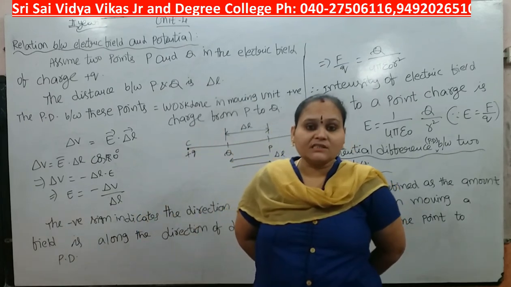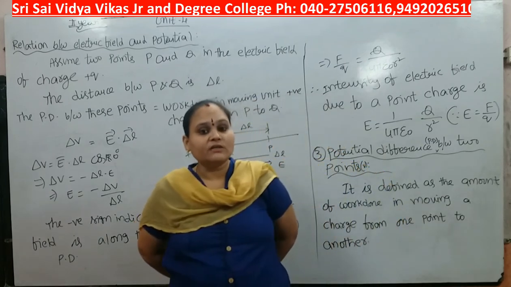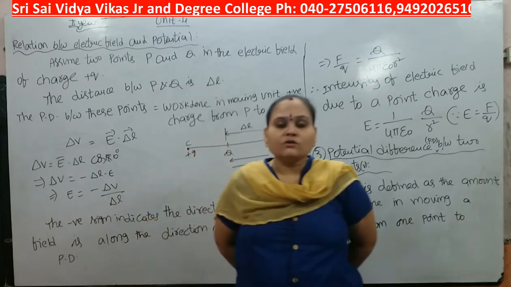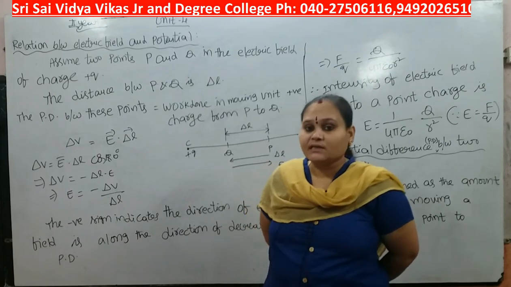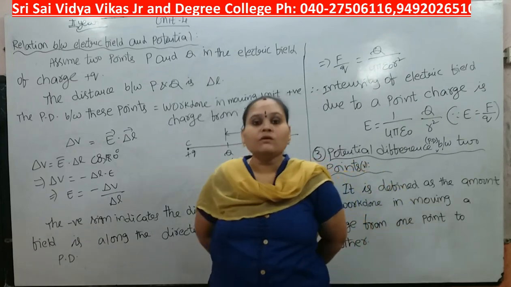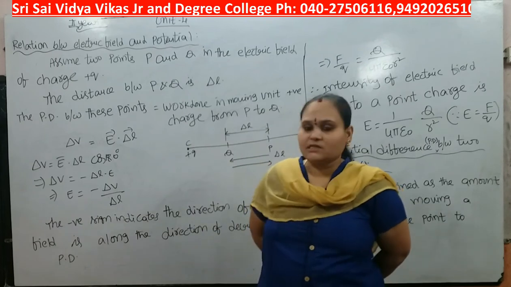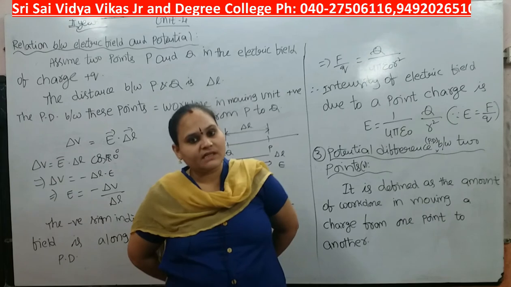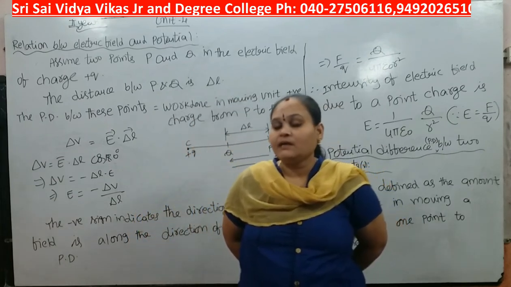Next, we will discuss the potential difference. The potential difference is the work done by a positive charge moving from one point to another point, which is denoted with V. Now we can find the relation between the electric field and the potential. For this we have considered the two points P and Q, and the plus Q is placed at a certain distance and the distance between P and Q is delta L. Now, the potential difference delta V will be equal to E dot delta L and the angle between E and delta L is 180 degrees.